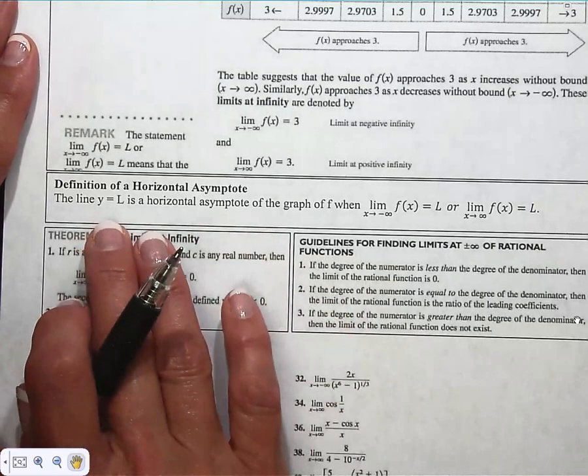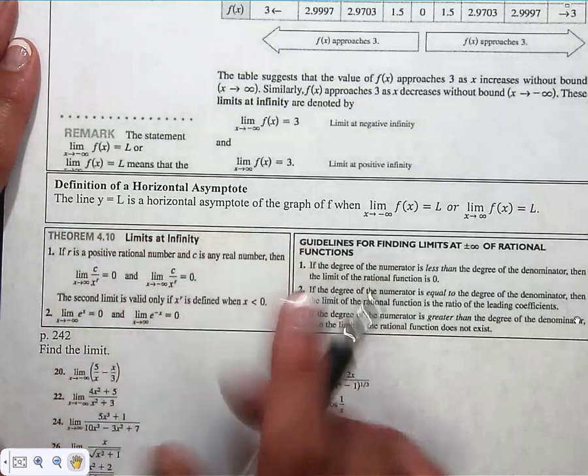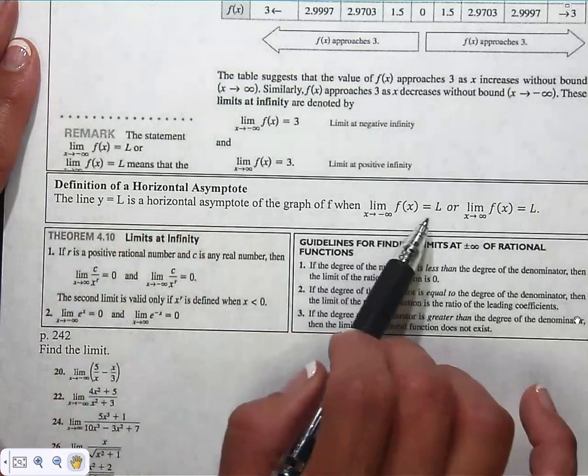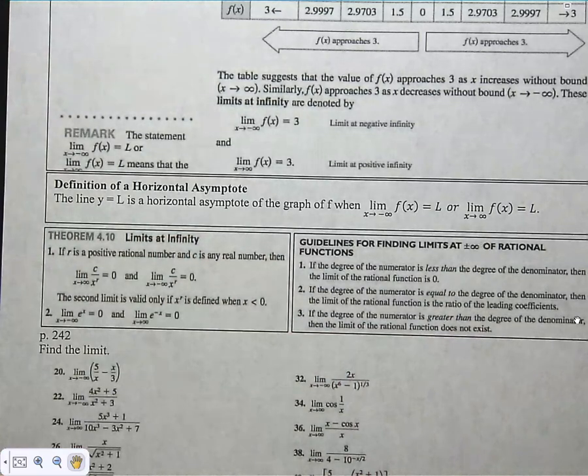The line y equals L is a horizontal asymptote of the graph of the function if the limit at negative infinity is L, or the limit as x goes to positive infinity is L. So you don't have to approach that number as x goes to both negative infinity and positive infinity. If there's a value L that the y's approach as x goes to either negative infinity or positive infinity, then that's a horizontal asymptote.